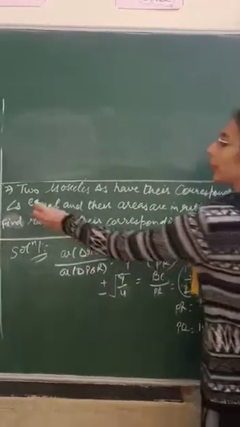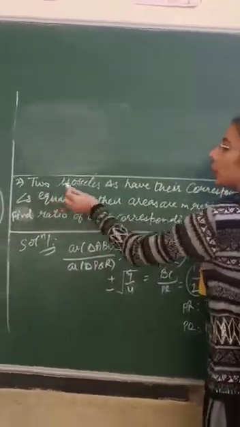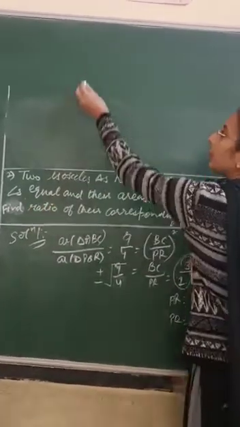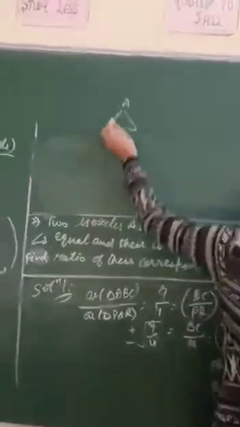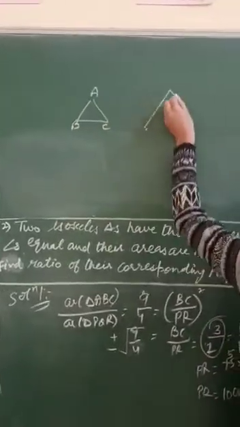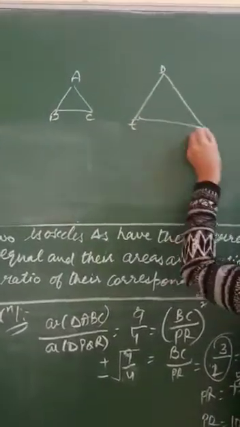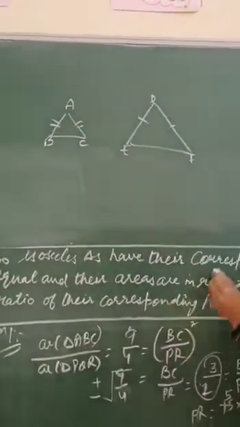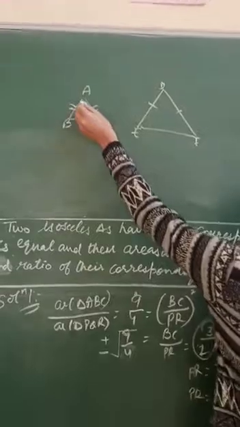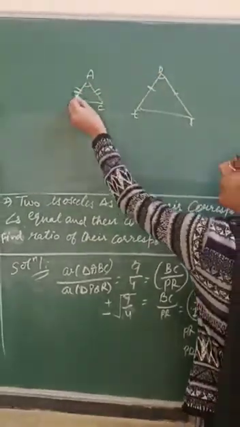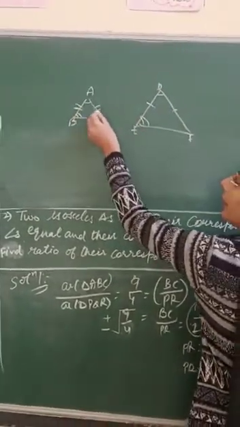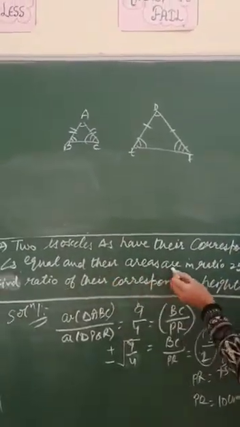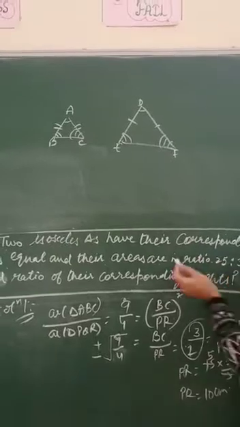Let us read the second question now. It is given here that two isosceles triangles have their corresponding angles equal. Suppose here I am drawing the two isosceles triangles. It is given, D, E and F. These are the isosceles triangles and they are saying corresponding angles are equal. So corresponding means to say angle A is equal to angle D, angle B is equal to angle E, and angle C is equal to angle F. It is given, and then they are saying their areas are in the ratio.